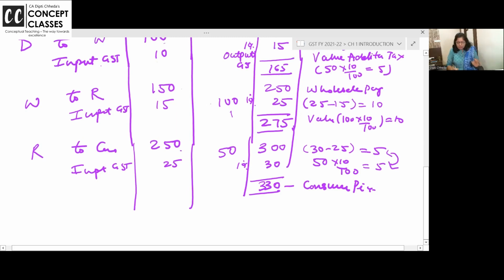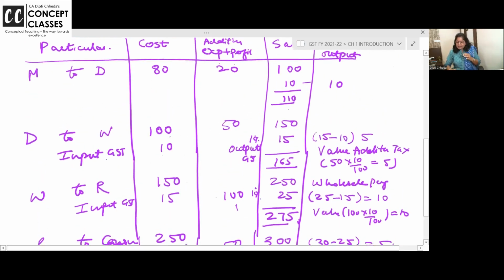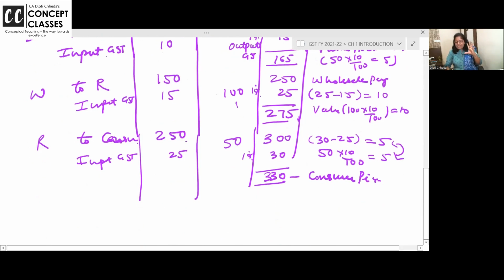Now let us talk about the consumer. Consumer is saying, I have got this product in 300 and 30 rupees is the total GST. Total. It's not tax on tax. Ultimately, all the taxes are borne by the consumer. Consumer will get the product for 330. If you consume the product, you cannot take input tax credit.